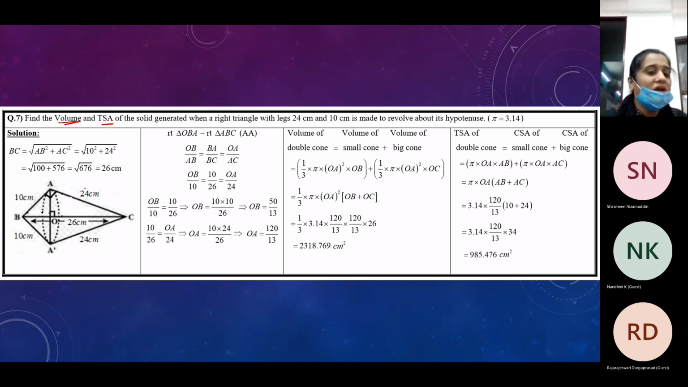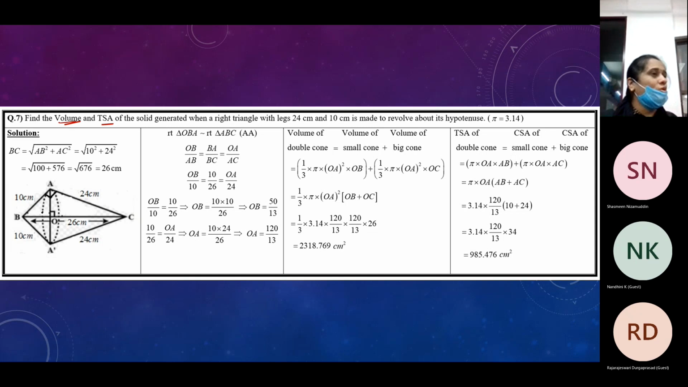Listen to this, remember this. It is enough if you find the radius of both the cones. You don't have to find the height. You will see why. For a double cone, there are two cones. One cone has radius and height. The other cone also has radius and height. It is enough if you find R1 and R2.